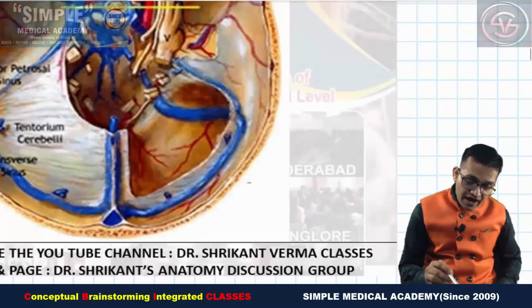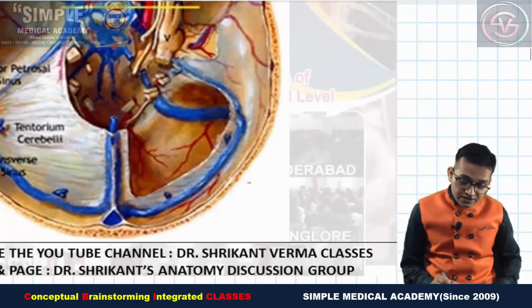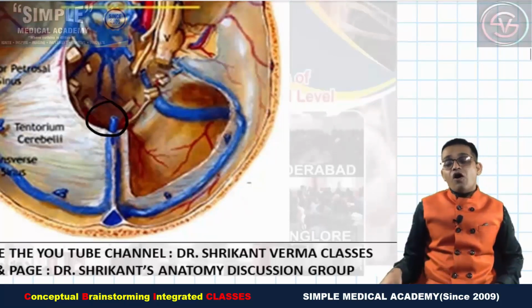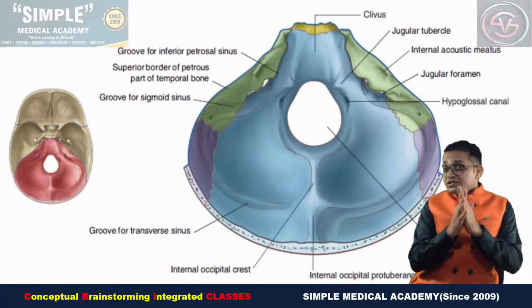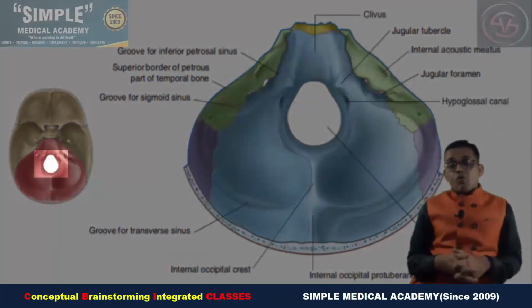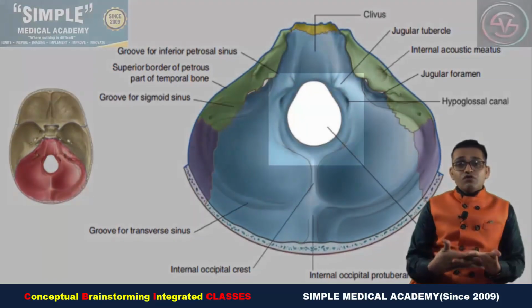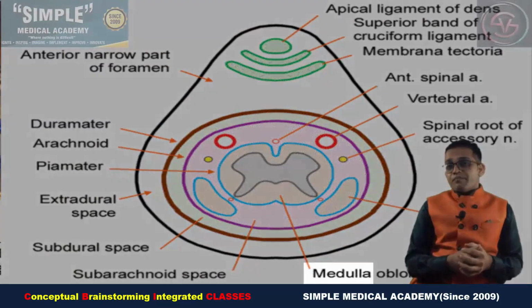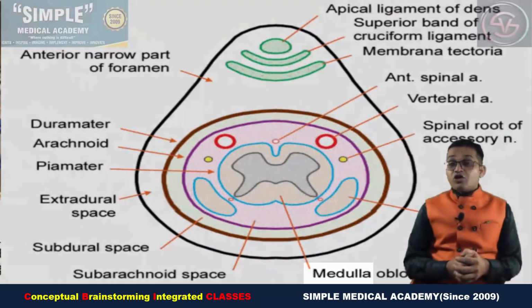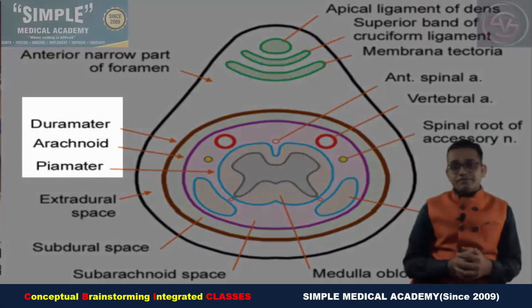Now just behind this 12th cranial nerve, there is the position of the foramen magnum. Yes, the foramen magnum is the largest foramen of the skull. What are the structures passing through this foramen magnum? You can see in this image that the brain stem, medulla oblongata, is passing through here along with all the meningeal coverings.